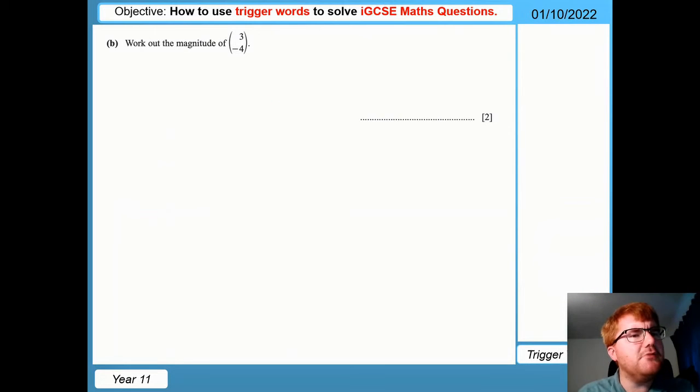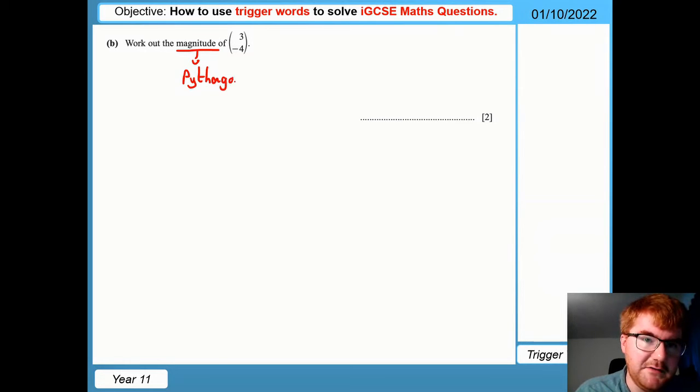And this comes up surprisingly often on iGCSE papers. Again, 2 marks that could be lost. So I see this word magnitude. I think to myself, Pythagoras, right, I need to do this.